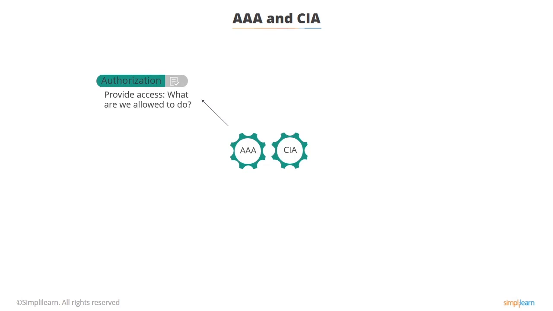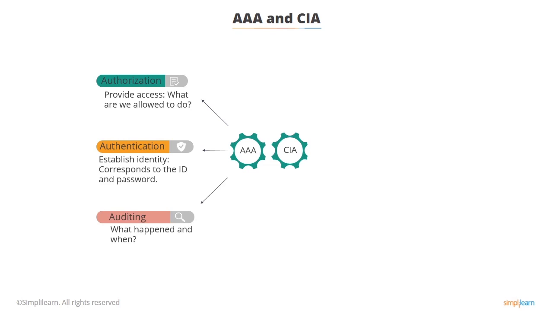Two important aspects of security are AAA and CIA, the three acronyms. So AAA, we've got authorization. Are you allowed to access this system? And what access do you have? Authentication. Are you who you say you are? Auditing. What happened and when?